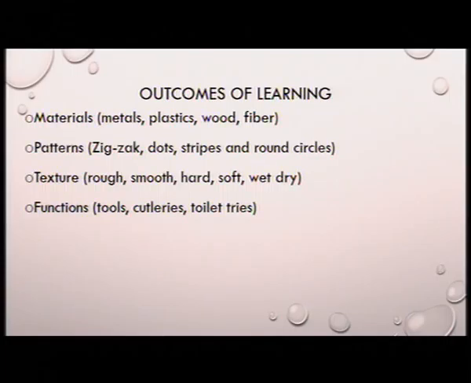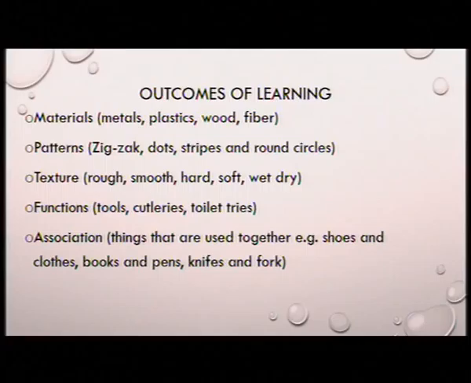So many tools have different functions. In other words, you can use them for various different things as they are being used or made to do. Now, association: things are used together, e.g. shoes and clothes, books and pens, knives and forks. So association, you use these things together to accomplish something.